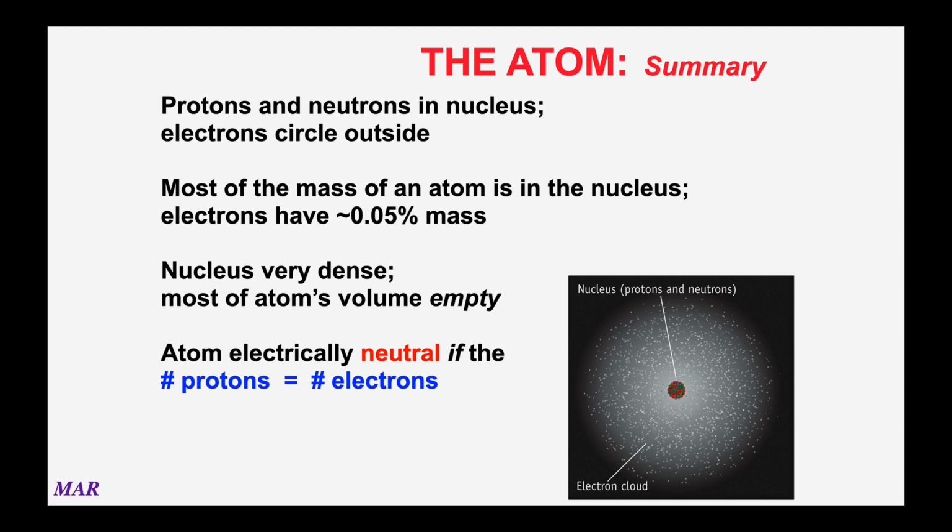It's almost ghost-like. The electrons have a lot of volume and not a lot of mass. So most of the atom's pretty mellow, pretty chill. And then finally, I just want to bring up again that an atom is neutral if the protons and electrons are equal. And in Chapter 2, Part 1, that's going to happen most of the time.